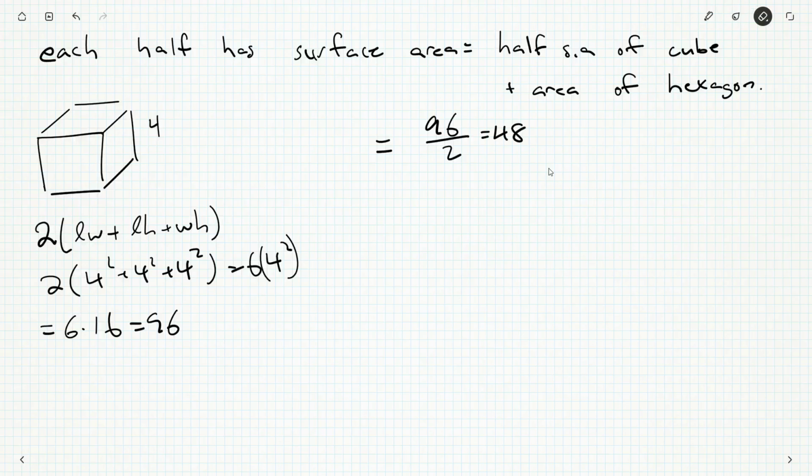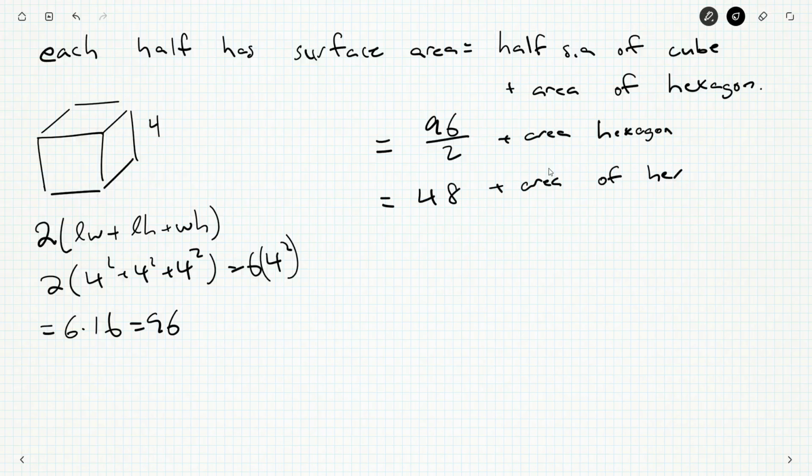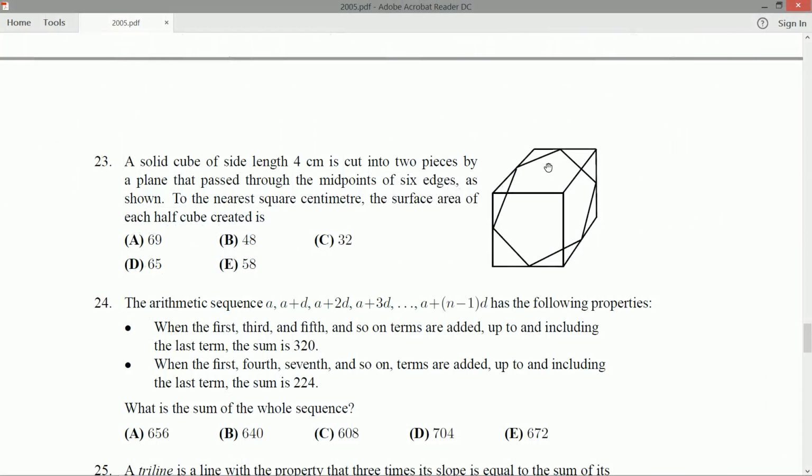Then we also need the area of that hexagon. So 96 over 2 plus the area of the hexagon, which is really 48 plus the area of the hexagon. And the hexagon is not small and not trivial. Now, they did ask us to the nearest square centimeter, so I'm thinking we're going to grab our calculator at some point. That is a prop that you always should have.